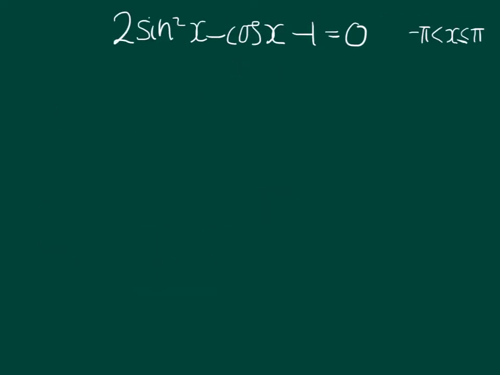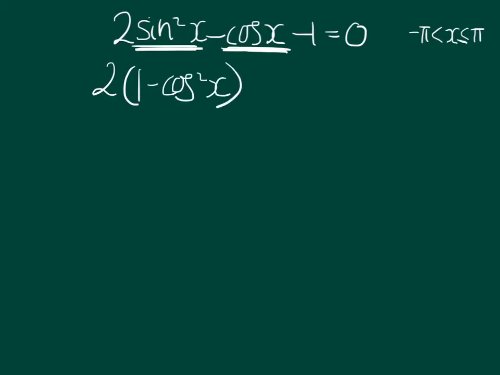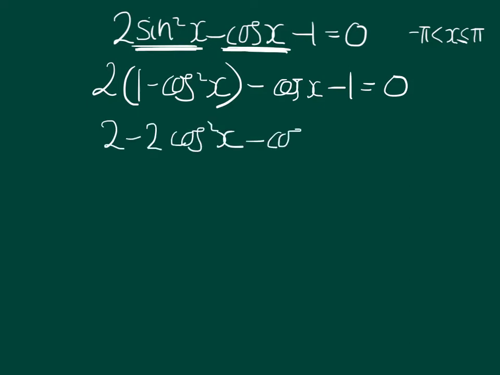Okay, in these kind of questions, we've got a normal cos and then we've got a sine squared. We don't know how to change normal cos into sine, but we do know how to change sine squared into cos squared, or at least something to do with it. So let's do that. 2 times 1 minus cos squared x, using sine squared plus cos squared equals 1, minus cos x, minus 1 equals 0, and so that gives us 2 minus 2 cos squared x minus cos x minus 1 equals 0.